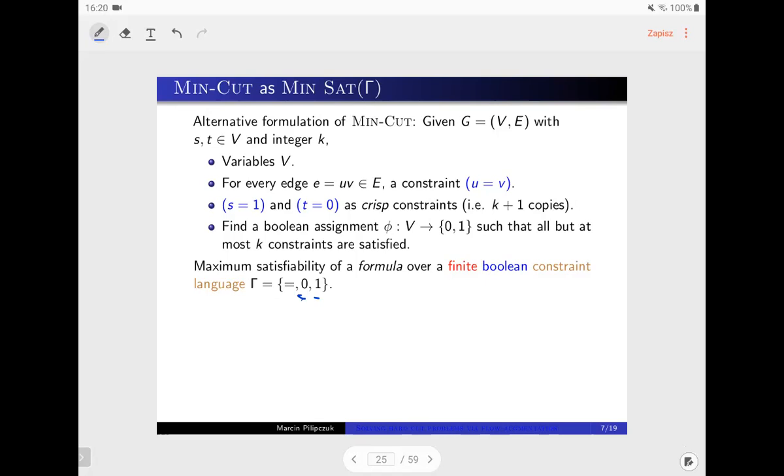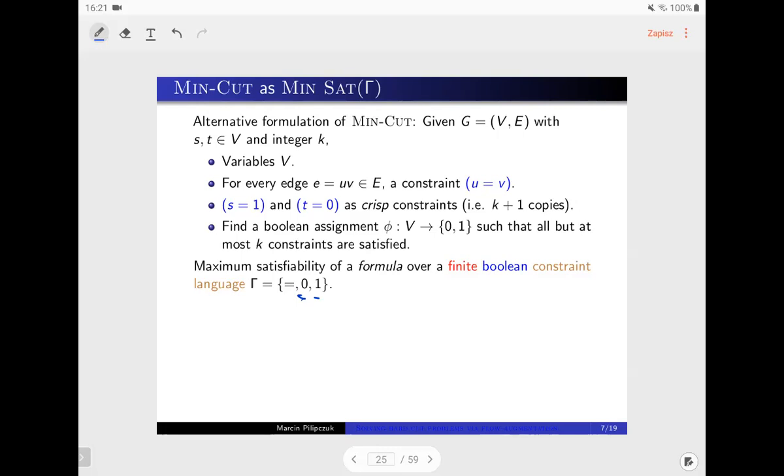So what I'm really saying is that the minimum cut problem is really the same as a minimum unsatisfiable problem, or a max satisfiable problem: the minimum number of constraints that you don't satisfy, when the allowed constraints are this is zero, this is one, or these two are equal. This is the typical setting of constraint satisfaction problems, where as part of the problem definition you say which constraints are allowed. Here, equal zero, equal one, or equal to each other are the allowed constraints.